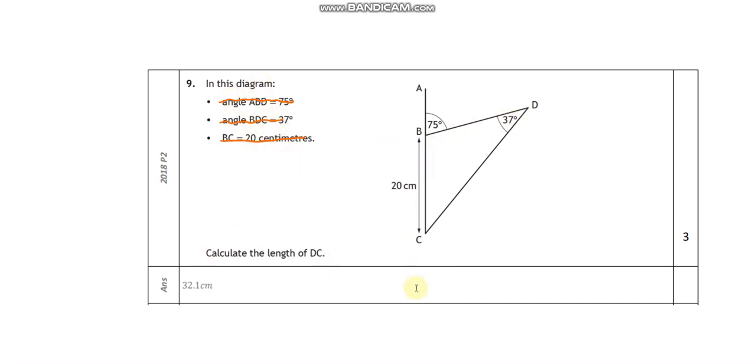I can see all that. Calculate the length of DC. That's going to be that. Calculate the length of DC. DC, David Coulthard, favourite Scottish Formula 1 driver.